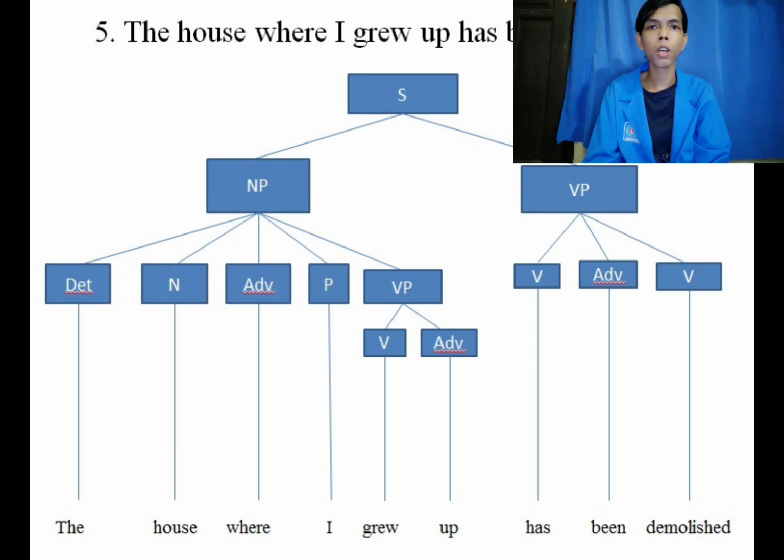Number 5. The house where I grew up has been demolished. The house where I grew up has been demolished is a sentence. The breakdown: the house where I grew up is a noun phrase. The is a determiner. House is a noun. Where is an adverb. I is a pronoun. Grew up is a verb phrase. Grew is a verb. Up is an adverb. Has been demolished is a verb phrase. Has is a verb. Been is an adverb. Demolished is a verb.